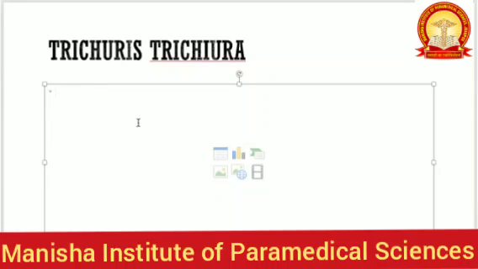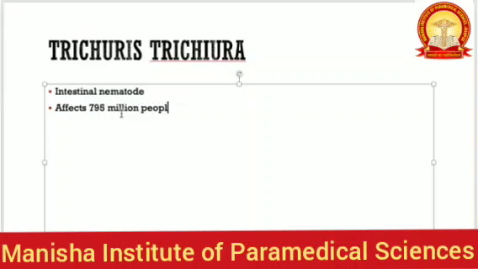So the important thing about this one, again, it's an intestinal nematode, and it affects around 795 million people worldwide. Okay, so you can say that shows how common it is. It is also called whipworm. Okay, why? Because of its shape.